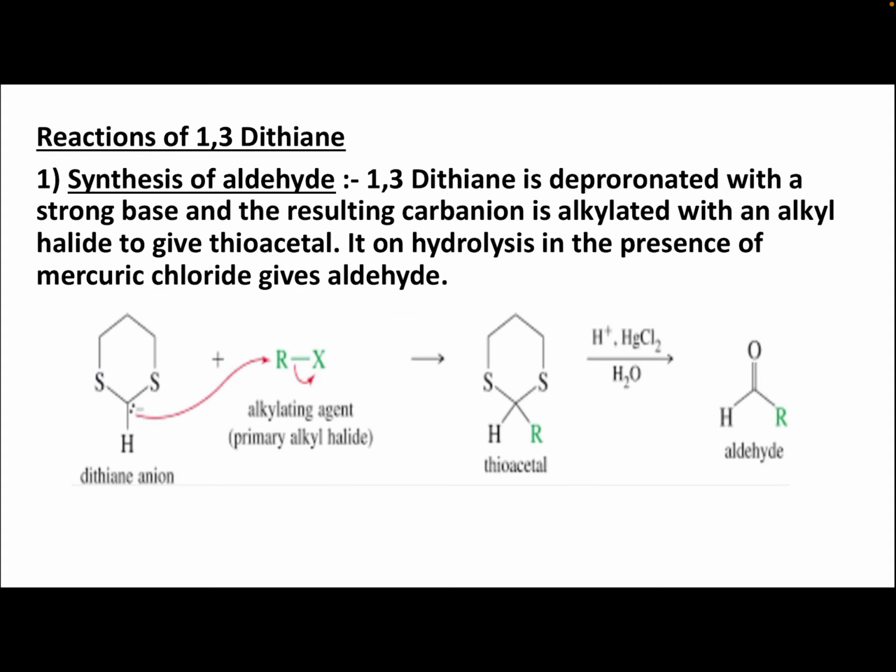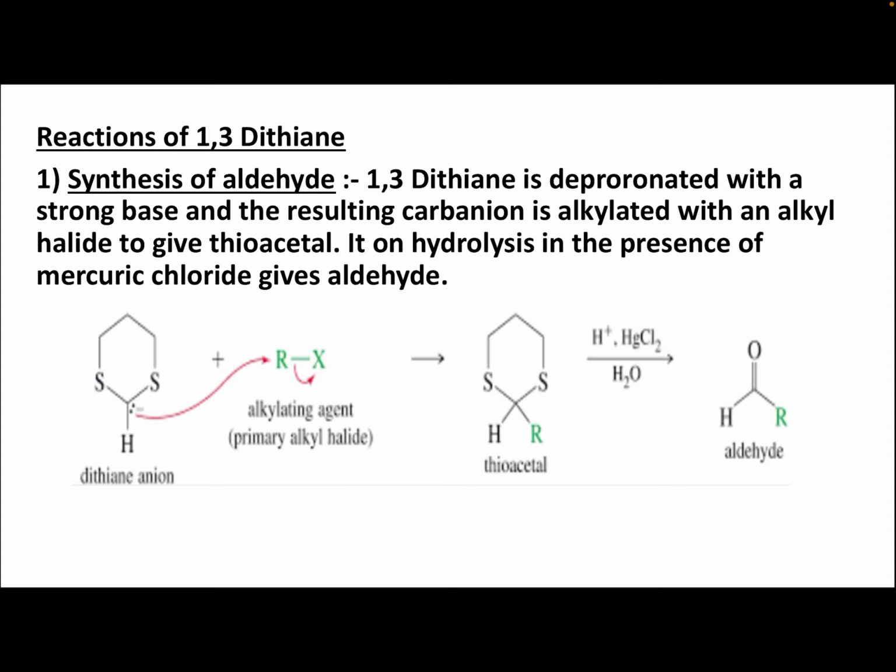Reactions of 1,3-dithiane. In reactions we will see synthesis of aldehyde. 1,3-dithiane is deprotonated with a strong base and the resulting carbanion is alkylated with an alkyl halide to give thioacetal. Hydrolysis in the presence of mercury chloride gives aldehyde. So here it is the dithiane anion. If two hydrogens are there, then it is 1,3-dithiane. So one of the hydrogens is removed here, and it forms the 1,3-dithiane anion.